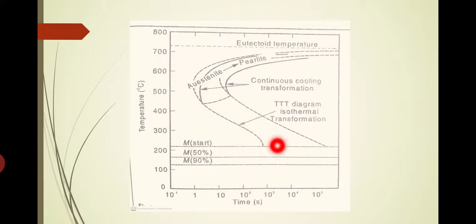this one. This one is the M start line. That means at this point martensite will directly start to form, or martensite structure will be formed. So that means complete transformation will not be there. Instead we will be obtaining martensite structure. So that is why this curve is not important.